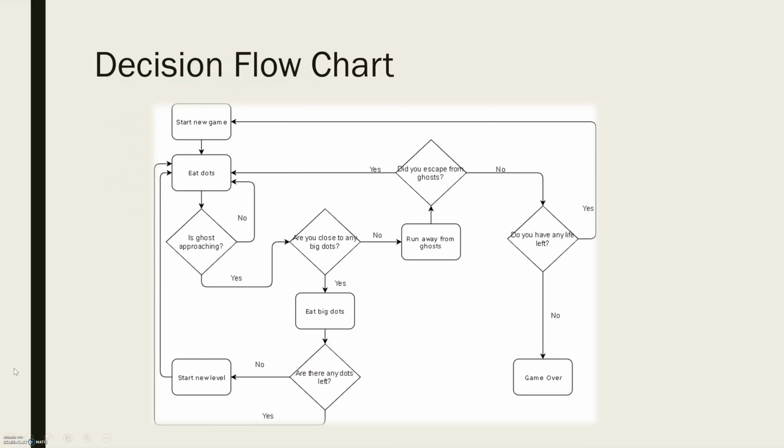And here we created a decision flow chart just to show how the game is being played. As you can see, this is how you start a new game. Then you eat dots, and then if the ghost is approaching, if no, you eat more dots. If yes, are you close to any big dots? And that's how it works. It's just to explain how the game is running.